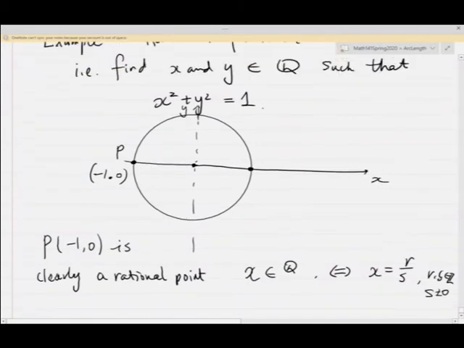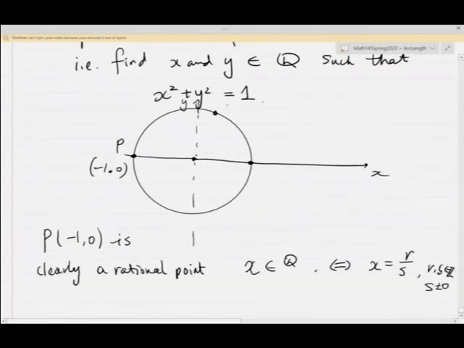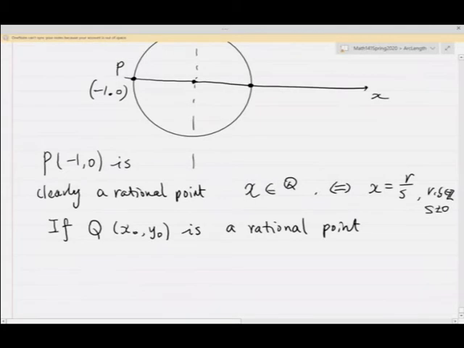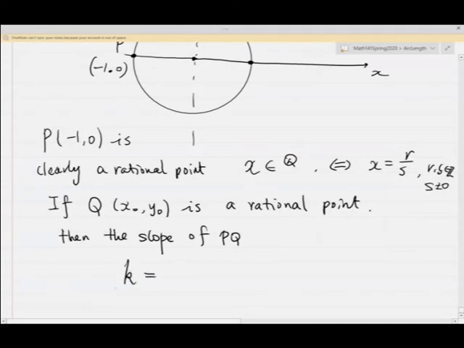Then we use the intersection. If Q, with coordinates (x0, y0), is a rational point, a fraction of integers, then the observation is that the slope t of the line PQ is y0 minus 0 over x0 minus -1, which is y0 over x0 plus 1, and is rational.